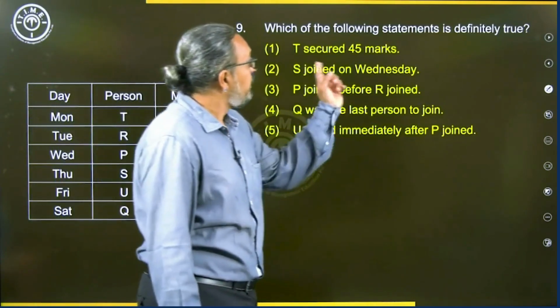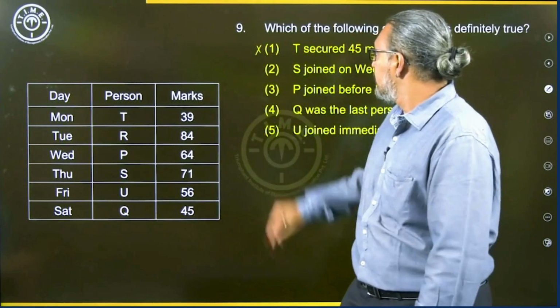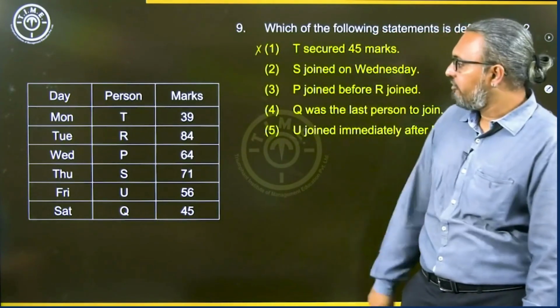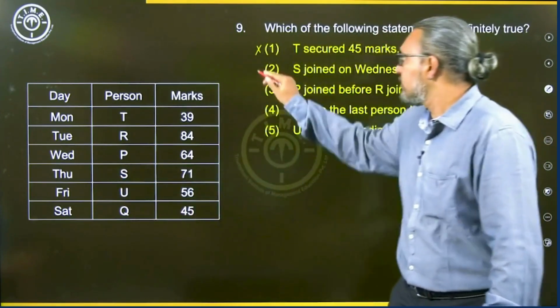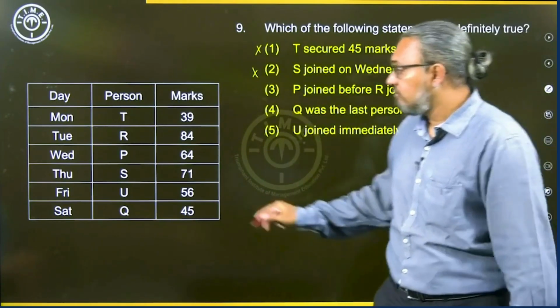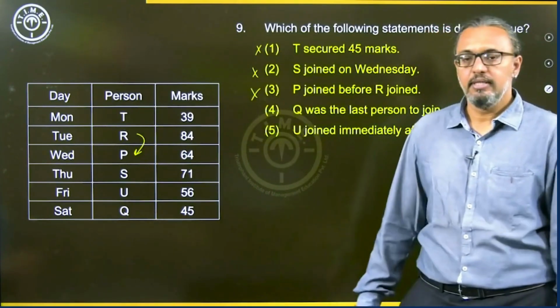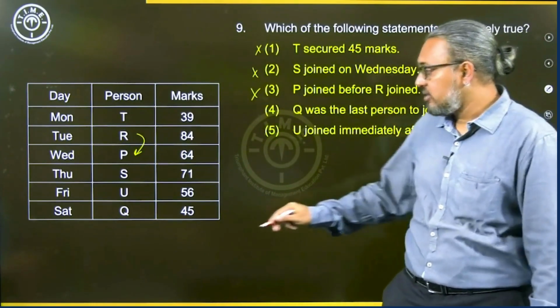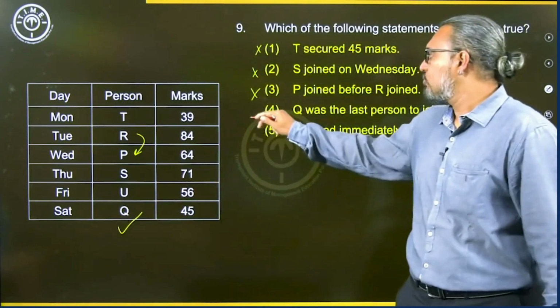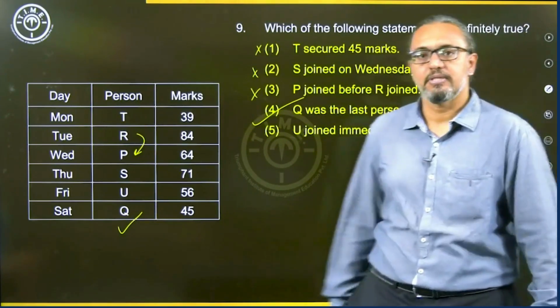Okay, let's check. T secured 45 marks. No, that is not correct. Then next, S joined on a Wednesday. Is it correct? No, that is also not correct. Then P joined before R. No, P has joined after R. That's also not correct. Then Q was the last person to join. Yes, that is what we are searching for. Which of the following is true? Q was the last person to join.